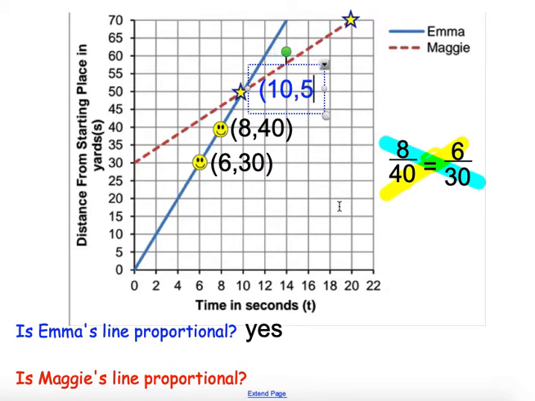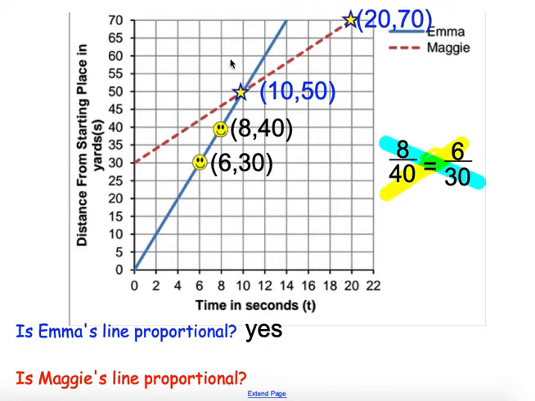Is she right? Let's check it out. She is good, 10, 50. And what about the top one? All right, Brandon. 20, 70. Is that good? Yeah. All right. So now let's set it up.